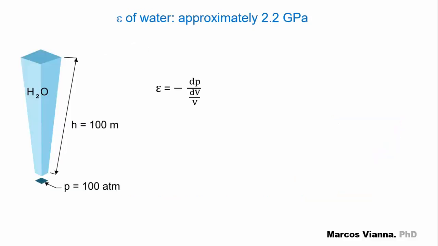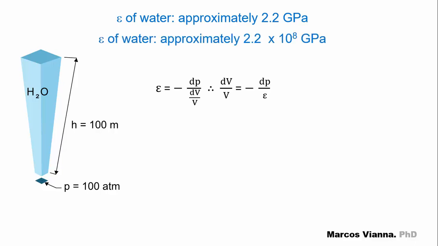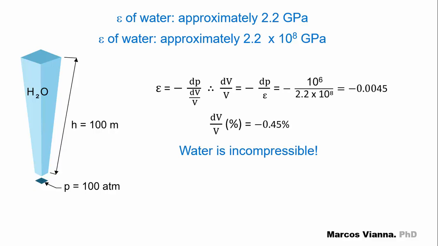This figure shows a water column. Its height is 100 meters. And here is the expression for the modulus of elasticity. Let's rewrite the expression and substitute the values. And we find that the relative reduction of the water volume at its base is only 0.0045, which means 0.45%. It means that for most practical purposes, water is incompressible.